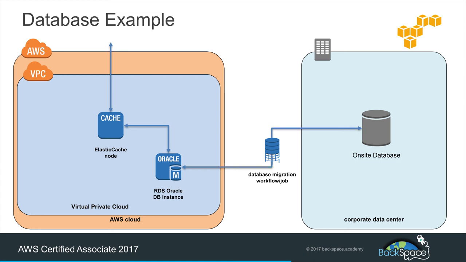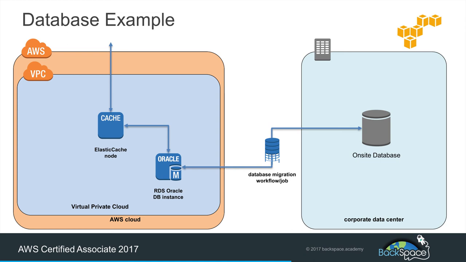What we've got there is a link between the corporate data center and the AWS cloud. That could be through a virtual private network. It could be through a direct connection to the AWS cloud. And then we have a database migration workflow job, and that will orchestrate the transfer of data from the on-site database through to our RDS service located on AWS.